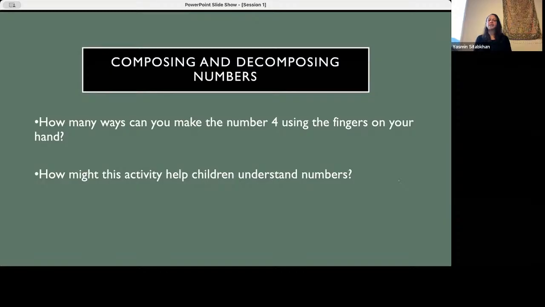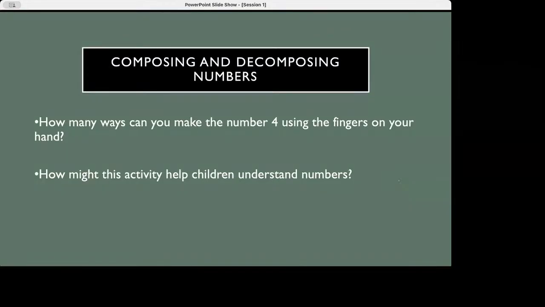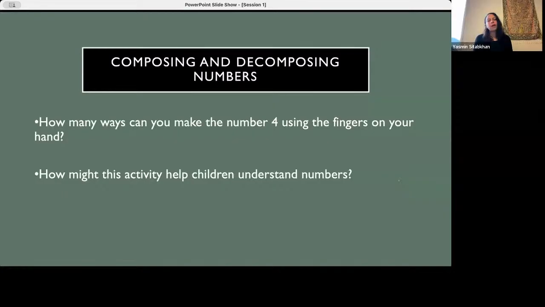Any thoughts on why this activity would be helpful? Yes, can I talk? Yes, please. This promotes what you call active learning as children participate physically. Yeah, it boosts their attention and also engagement. Okay, yeah, you're right. So doing activities with your fingers, it's active learning, and so students can learn more. How might this help them understand number?